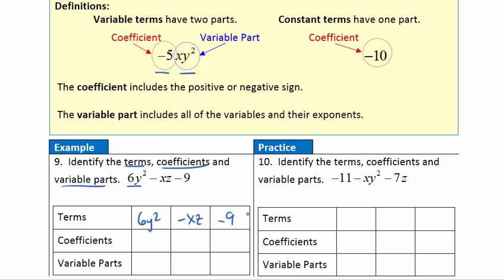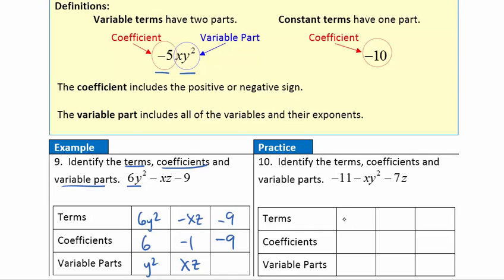Okay, now let's list the coefficients. So for my first variable term, my coefficient is 6. Here it might be hard to see, but it's understood that there is a 1 right there. So my coefficient there is negative 1. And on the last term, my coefficient is negative 9. The first term, my variable part is y squared. My variable part is xz. And on the last one, I don't have a variable part. Go ahead and pause your video player now and answer practice question 10. When you're done, hit play to see how you did.